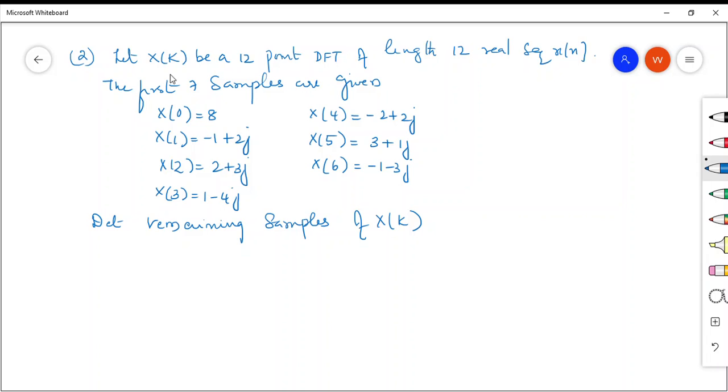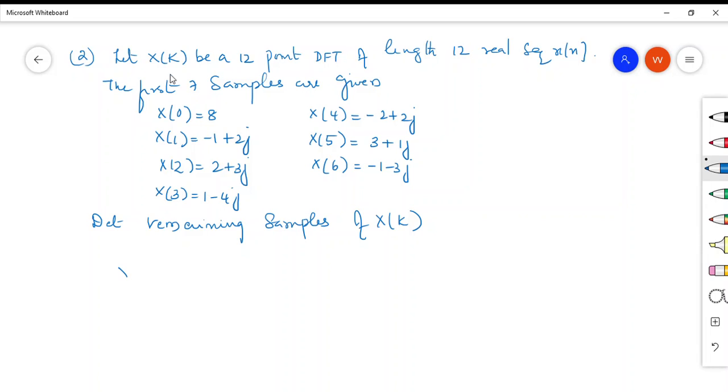So how many samples should there be? There should be 12 samples, starting from 0 and ending at X[11]. We don't know the values of X[7], X[8], etc., up to X[11], and using the given samples you have to find the values of the rest.